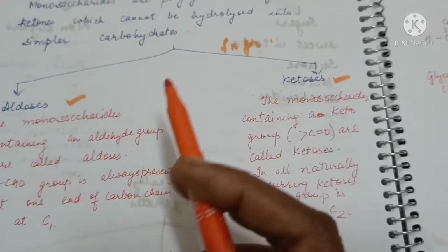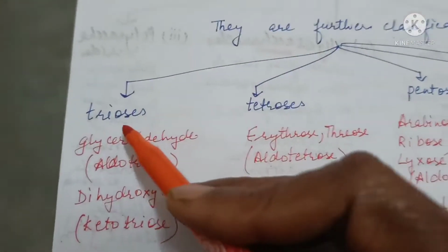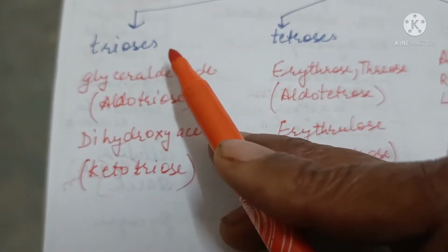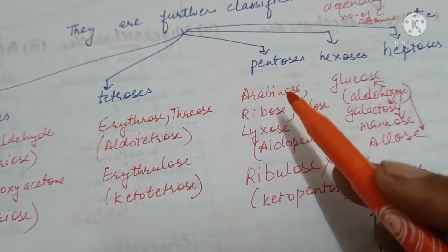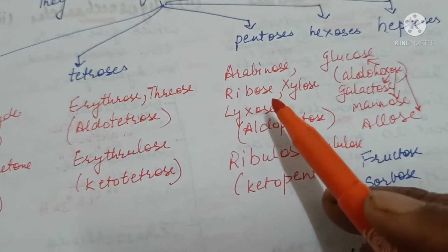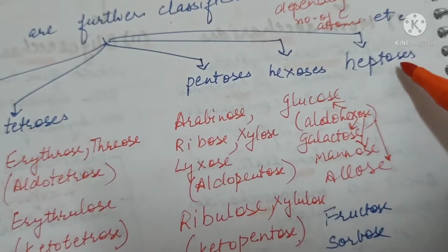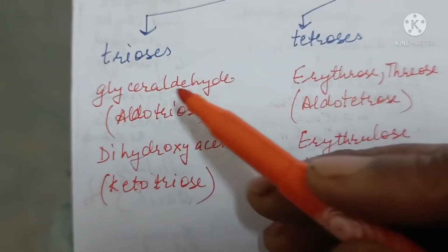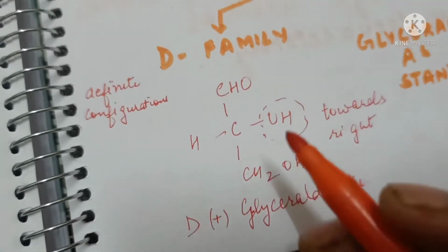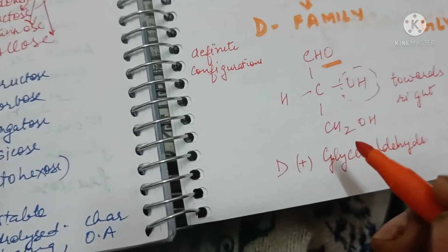These monosaccharides can be further classified as triose if they contain 3 carbon atoms, tetrose if they contain 4 carbon atoms, pentose if they contain 5 carbon atoms, hexose if they contain 6 carbon atoms, and heptose if they contain 7 carbon atoms. For example, glyceraldehyde is an aldotriose, which means the functional group is aldehyde and the total carbon atoms are 3.